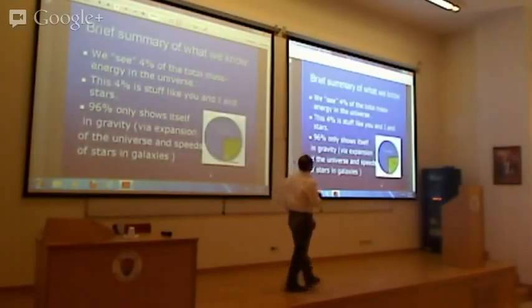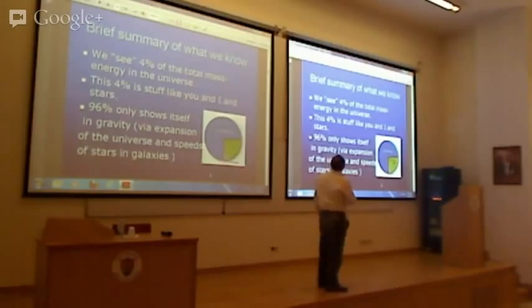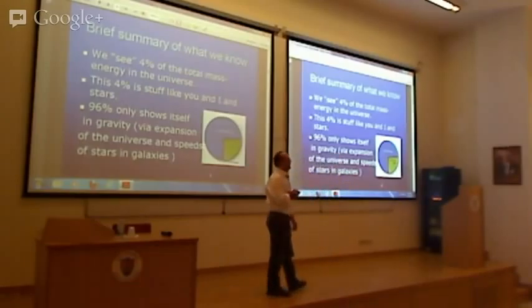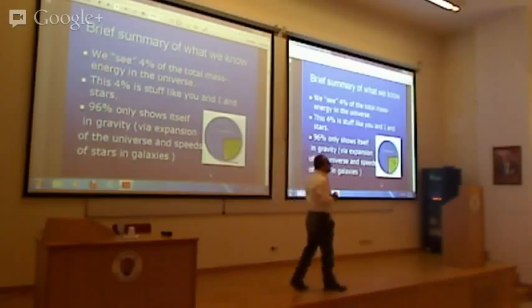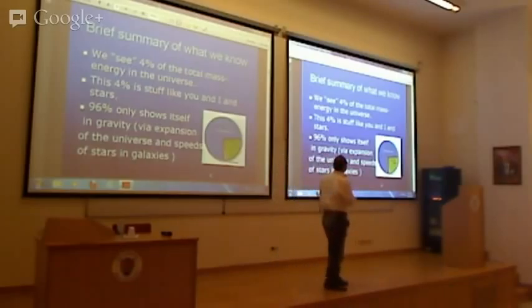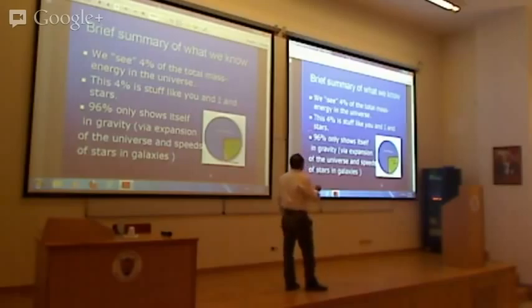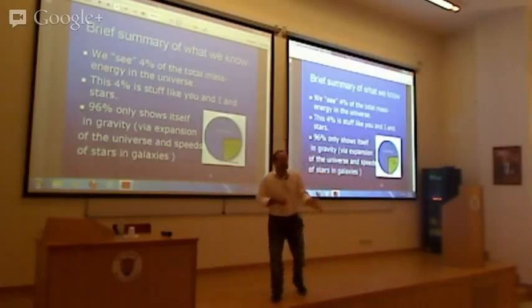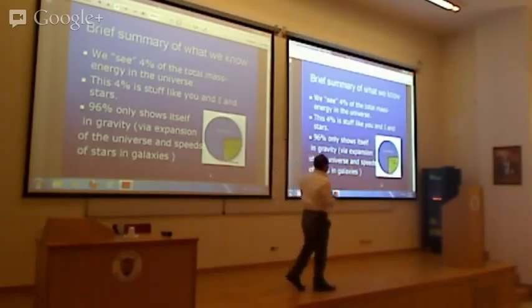Now, a brief summary of what we know. We see 4% of the total mass and energy in the universe. See means it interacts with light. Okay? 4%. Now, the 4% is stuff like you and I in this part, okay? Now, 96% only shows itself in gravity. So, there is some energy and mass there that doesn't interact with light, but it gravitates, okay?